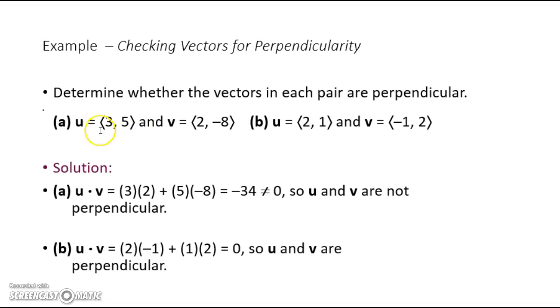So we'll work another couple of examples. Here, example A, given u is 3, 5 and v is 2, negative 8, we're going to determine if they are perpendicular or orthogonal to one another. So we find the dot product. The dot product is not 0, so they are not perpendicular. On B, u is 2, 1 and v is negative 1, 2. Their dot product is 0. Therefore, we know that vector u and vector v are perpendicular to one another, or are orthogonal to one another.